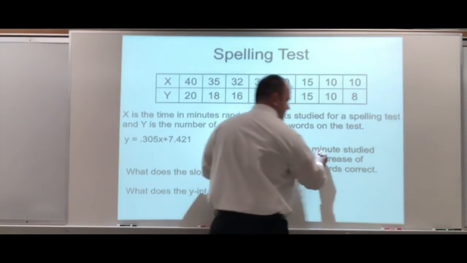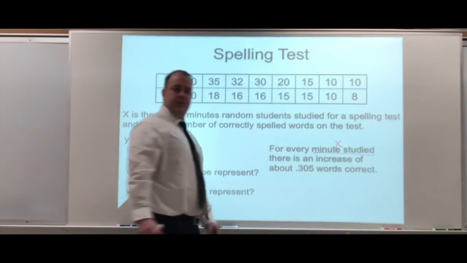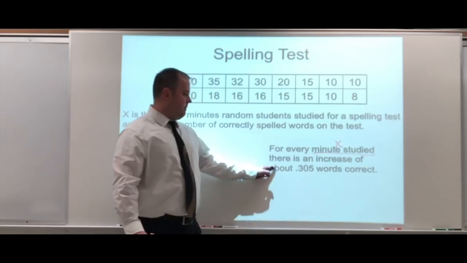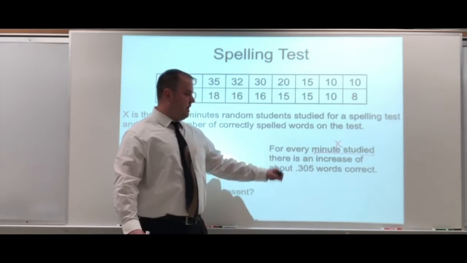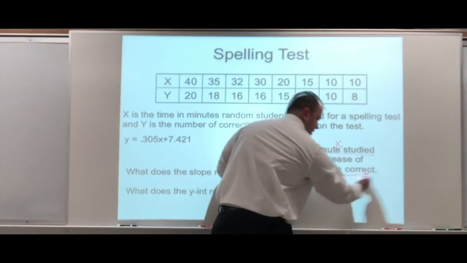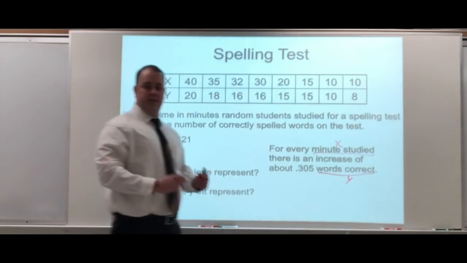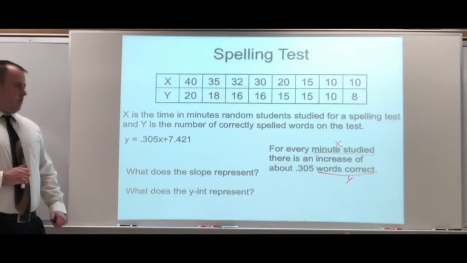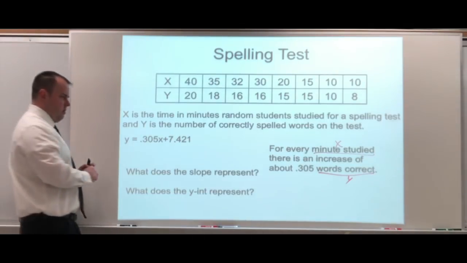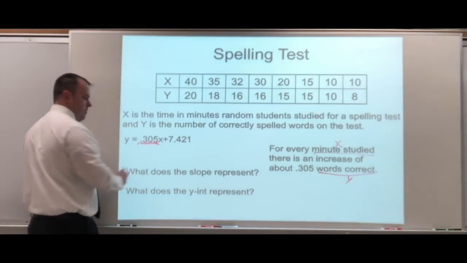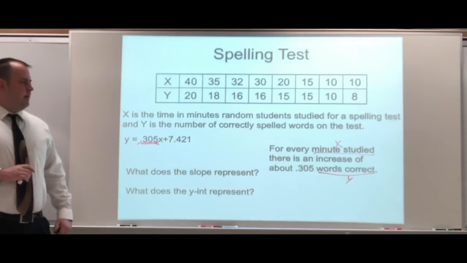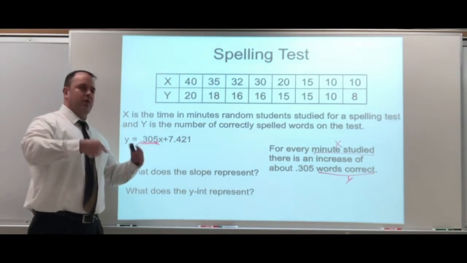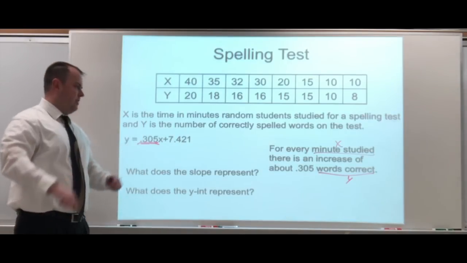Okay, so let's think about what we have here. Minutes studied, that's our x variable. There's an increase of about 0.305 words correct. The words correct is our y variable. So we're talking about both variables. We have the actual value of the slope, 0.305. Make sure you remember where that value comes from. We also mentioned it's increasing. It was a positive value, so each time the y variable is increasing.